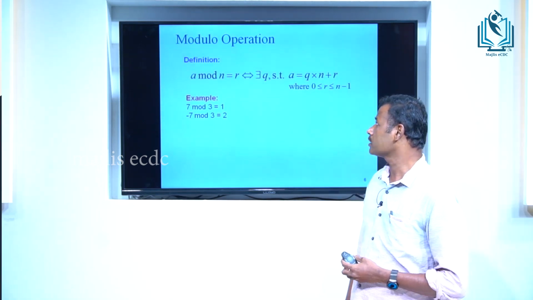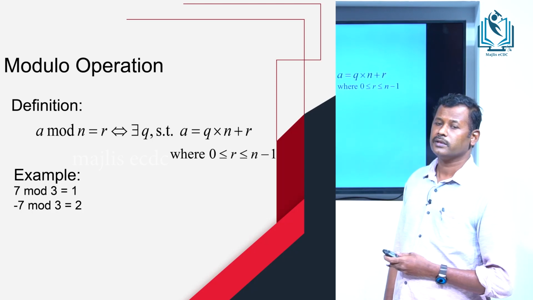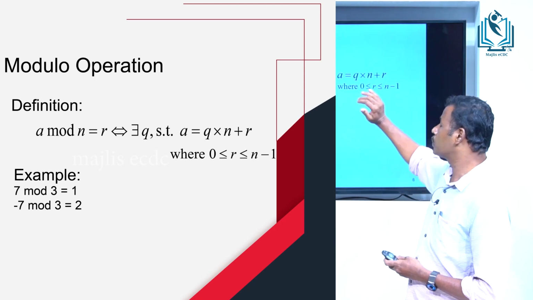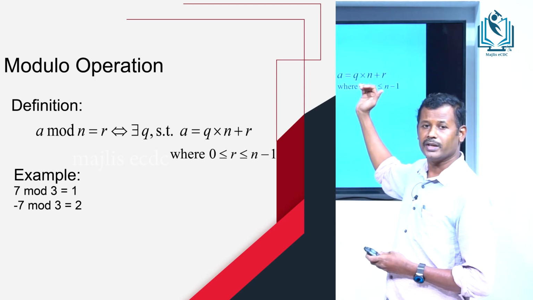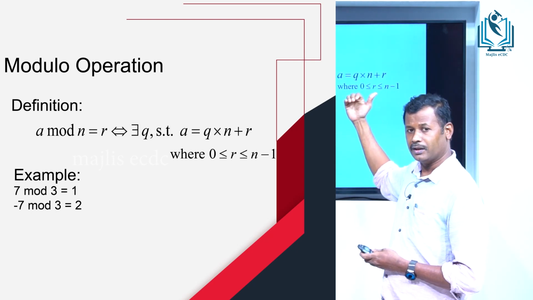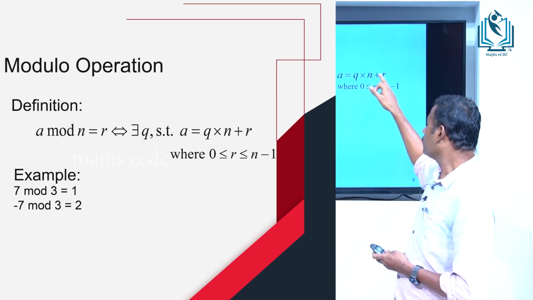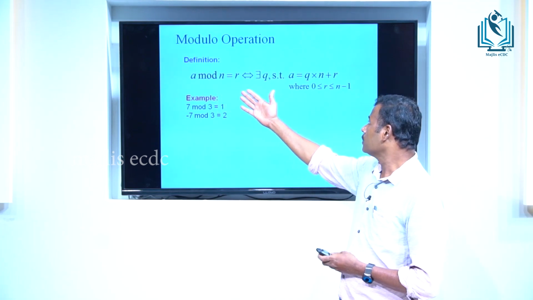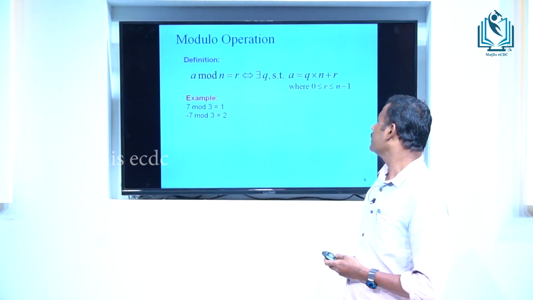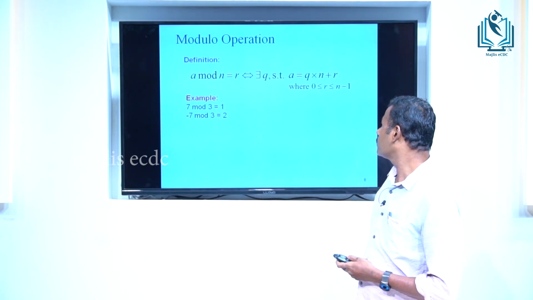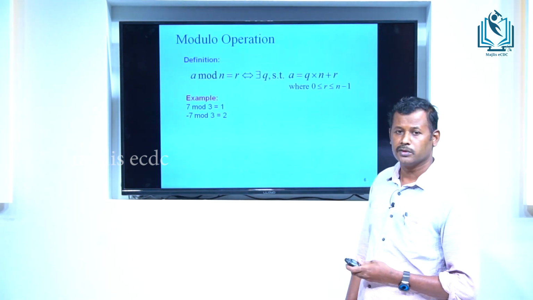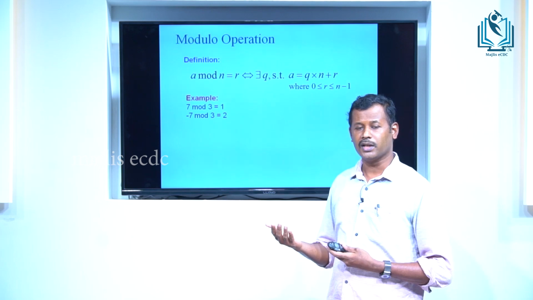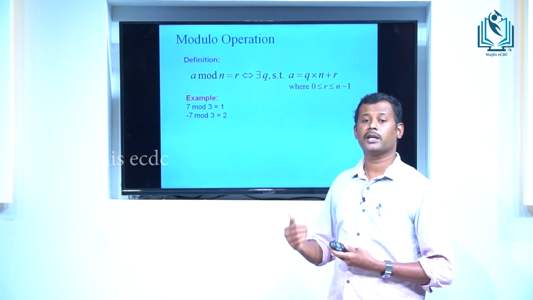Next, modulo operation. Definition: a mod n equals r implies there exists q such that a equals qn plus r. That means a is a multiple of n, that is q times n, plus r. r means the remainder. Here 0 is less than or equal to r, less than or equal to n minus 1. Choose any number. We choose 11. We know that 11 is prime. 11 divided by 5.